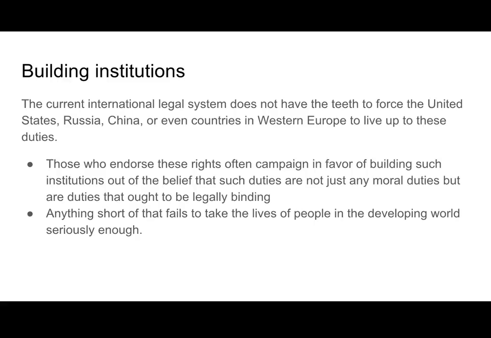Okay, now the current international legal system, of course, does not have the teeth to force major powers like the United States, Russia, or China, or even countries in Western Europe, really, to live up to anything like the sorts of duties that philosophers are discussing. Those who endorse these rights, though, often campaign in favor of building such institutions, out of the belief that such duties are not just any moral duties, but they're duties that ought to be legally binding. Anything short of this fails to take the lives of people in the developing world seriously enough.